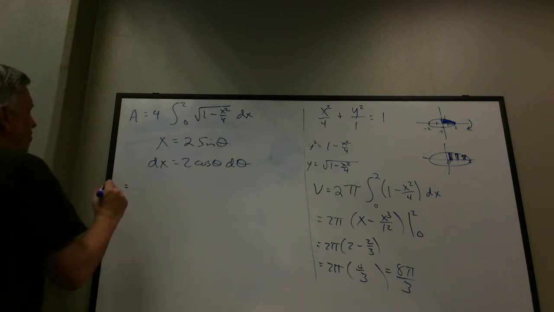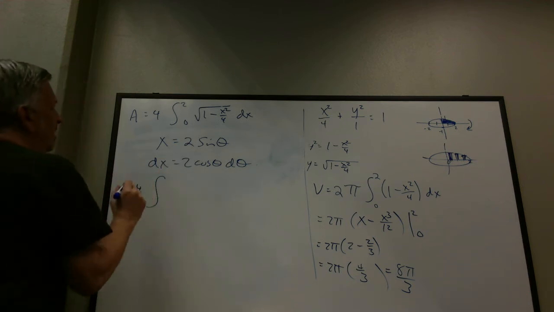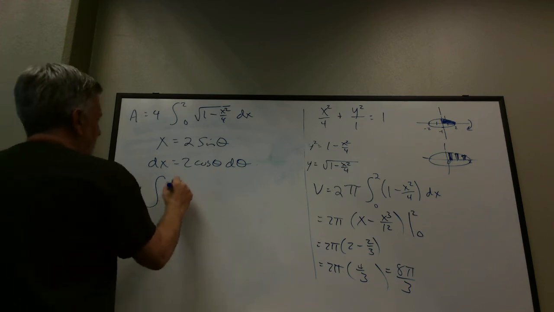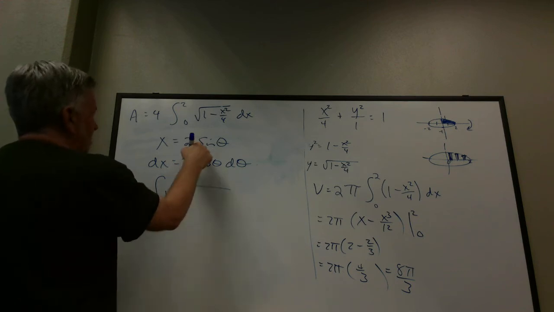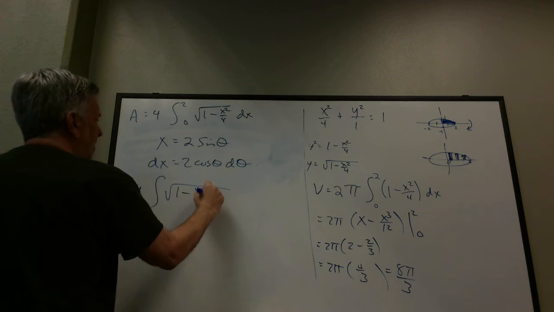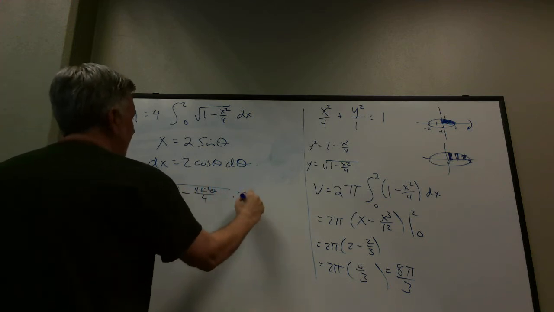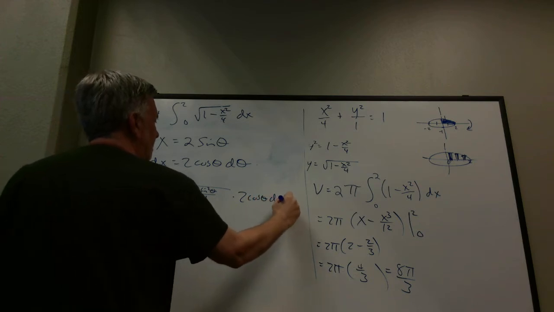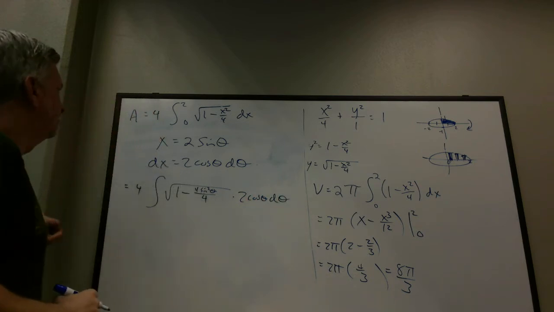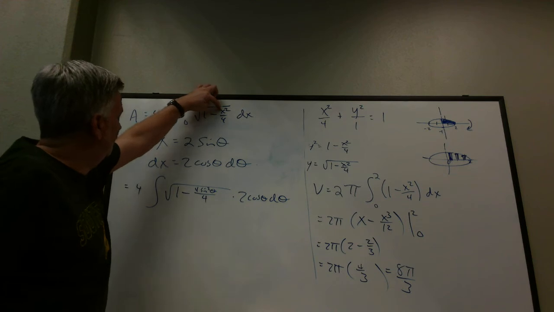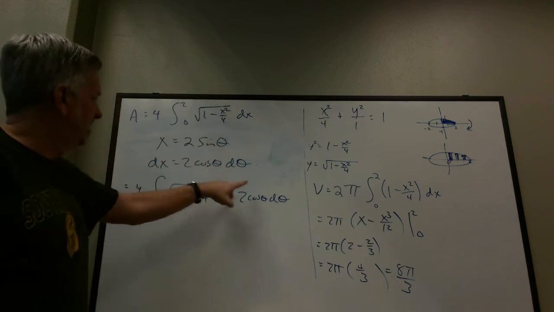And again, there's no adjusting here because there's dx already. Okay, so if I continue with my formula here, I have square root of 1 minus x squared is 4 sine squared theta over the 4, and then dx is 2 cosine theta d theta. Let me check my work here. So 1 minus 4 sine squared over 4, dx is that.